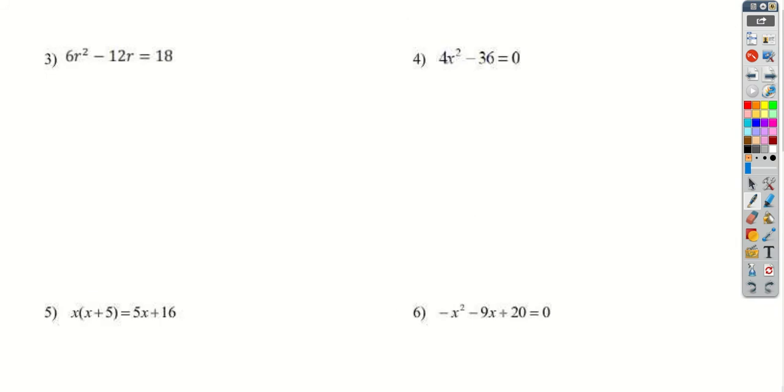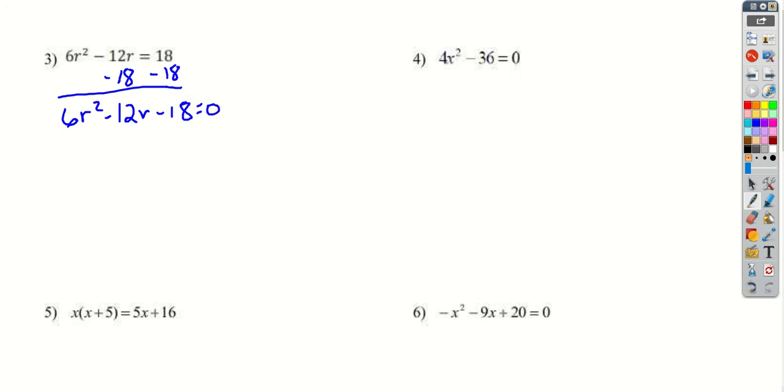All right. So we go to the next one, right? You might think to yourself, oh, there's a GCF here. But remember, we have to get this equal to 0 first. There's not an 18 product property, right? It's a 0 product property. You got to get it equal to 0. So I move the 18 over by subtracting. I'm going to put it in standard form. So 6r squared minus 12r minus 18 is equal to 0.